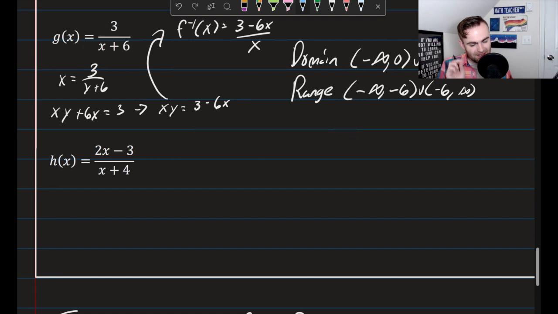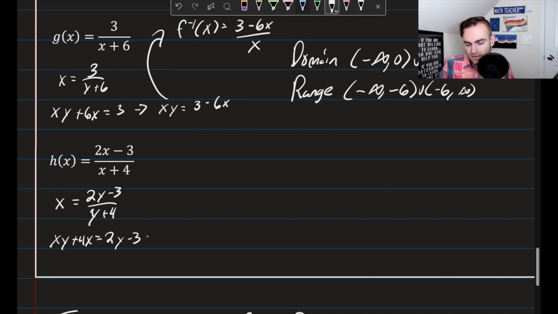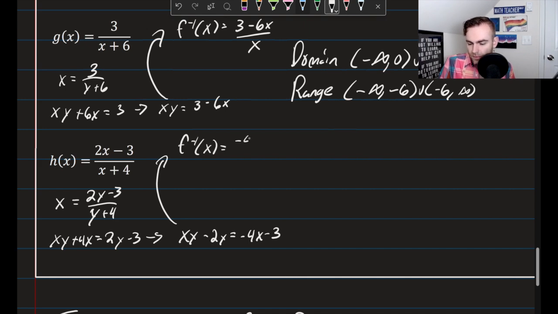The last one is kind of weird because we have two x's. Both of those become y. So x is equal to 2y take away 3 over y plus 4. So xy plus 4x is equal to 2y minus 3, which is going to become xy take away 2y is equal to negative 4x take away 3, which means f inverse of x is equal to negative 4x minus 3 over x take away 2.